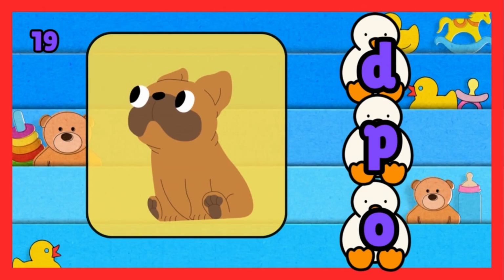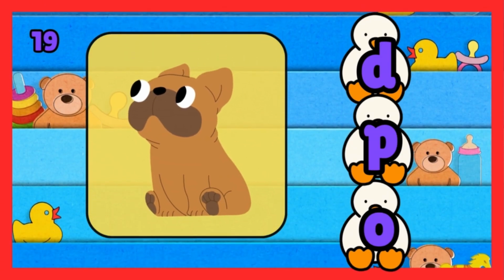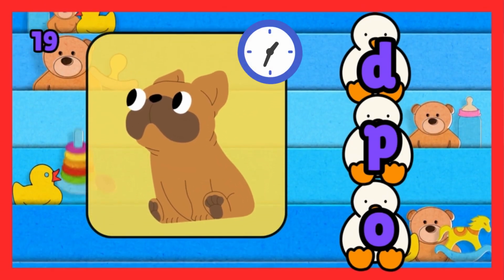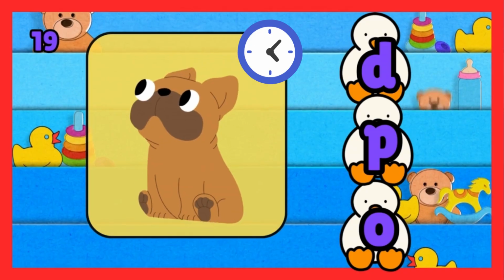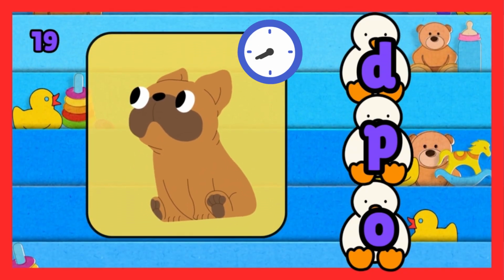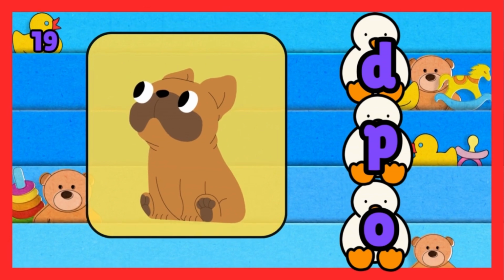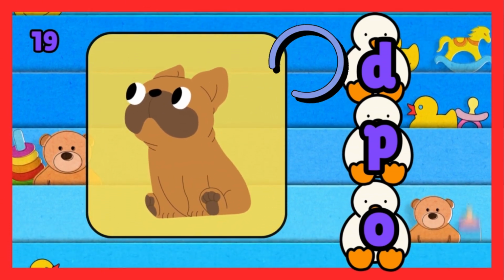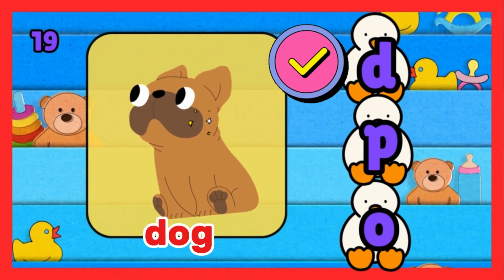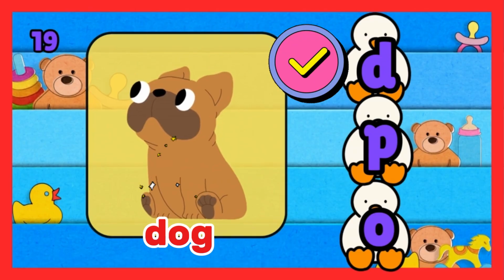What's the beginning letter of the word dog? The beginning letter is D. That's right. The word dog begins with the letter D.